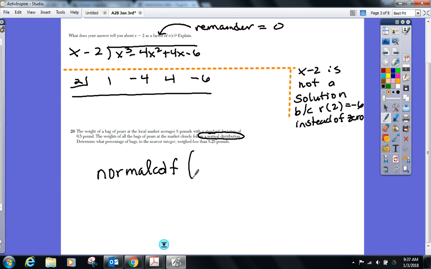What goes first? Lower bound. If I'm going less than 8.25, what's my lower bound? Remember how we wrote that? Negative 1 E 99. Upper bound. Keep going, Jess. Upper bound is 8.25. Right? Mean goes next. 8, and the standard deviation last. Standard deviation is 0.5. There it is.